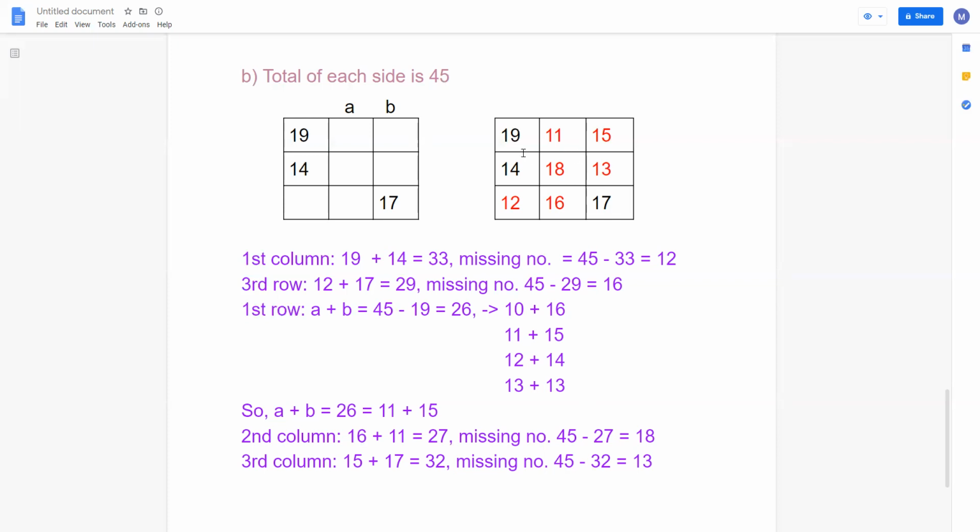Now check it. Each side: 19 plus 14 plus 12 equals 45. Now 11 plus 18 plus 16 also 45. 15 plus 13 plus 17 is also 45. So that is column-wise. Now row-wise, see: 19 plus 11 plus 15, 45. 14 plus 18 plus 13 equals 45. 12 plus 16 plus 17 is also 45. So row-wise and column-wise, the total of each side is 45. That means our answer is correct.